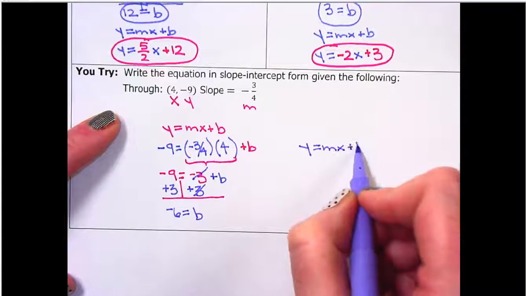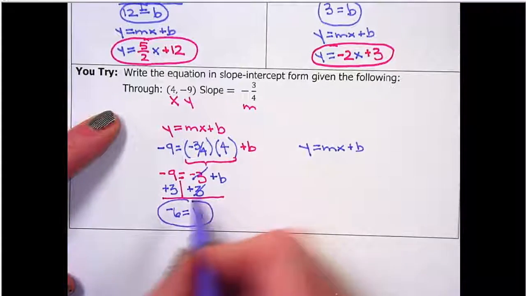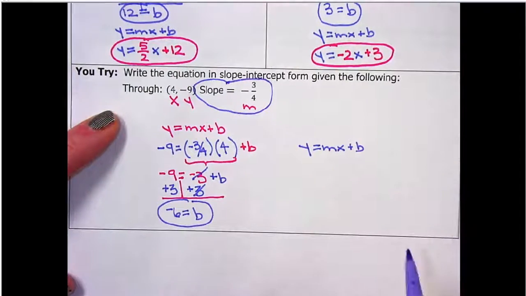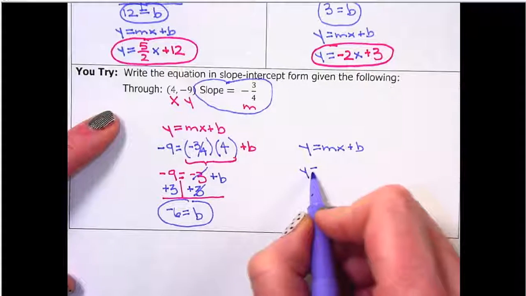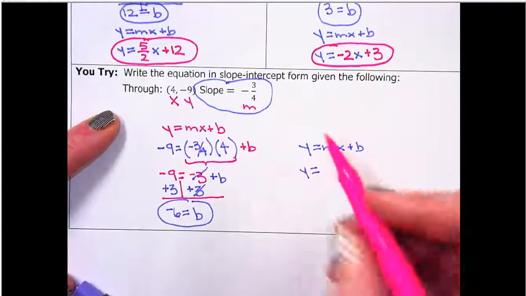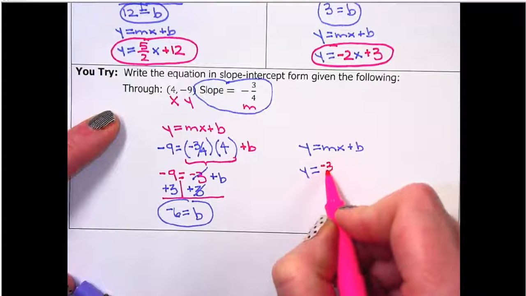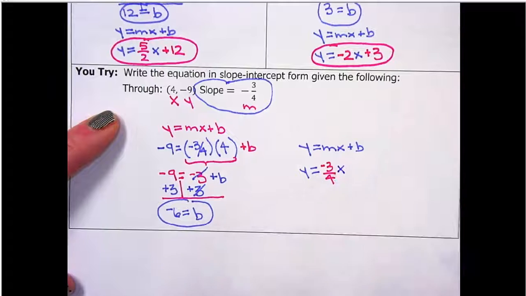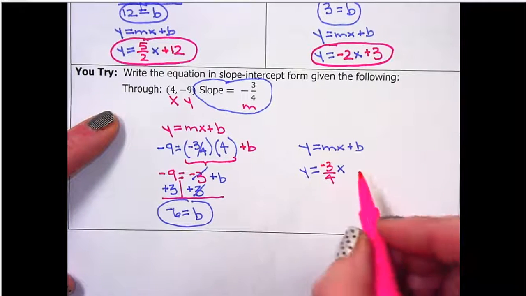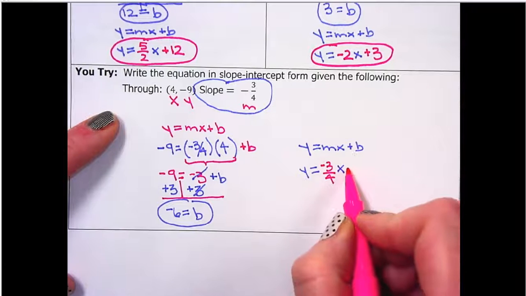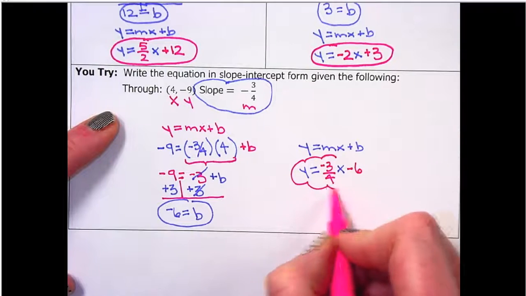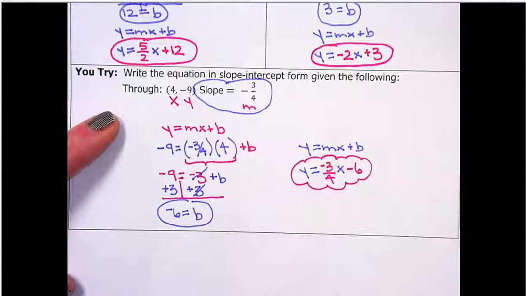So at this time, I have my two puzzle pieces. I have b. I have m, or the slope, and I can substitute in. So y equals, my m is -3/4. Again, I'm always going to see x and y because they represent all the ordered pairs that lie on this line. And then b is a -6, so I'm going to express it as a -6. And this here is my final answer.